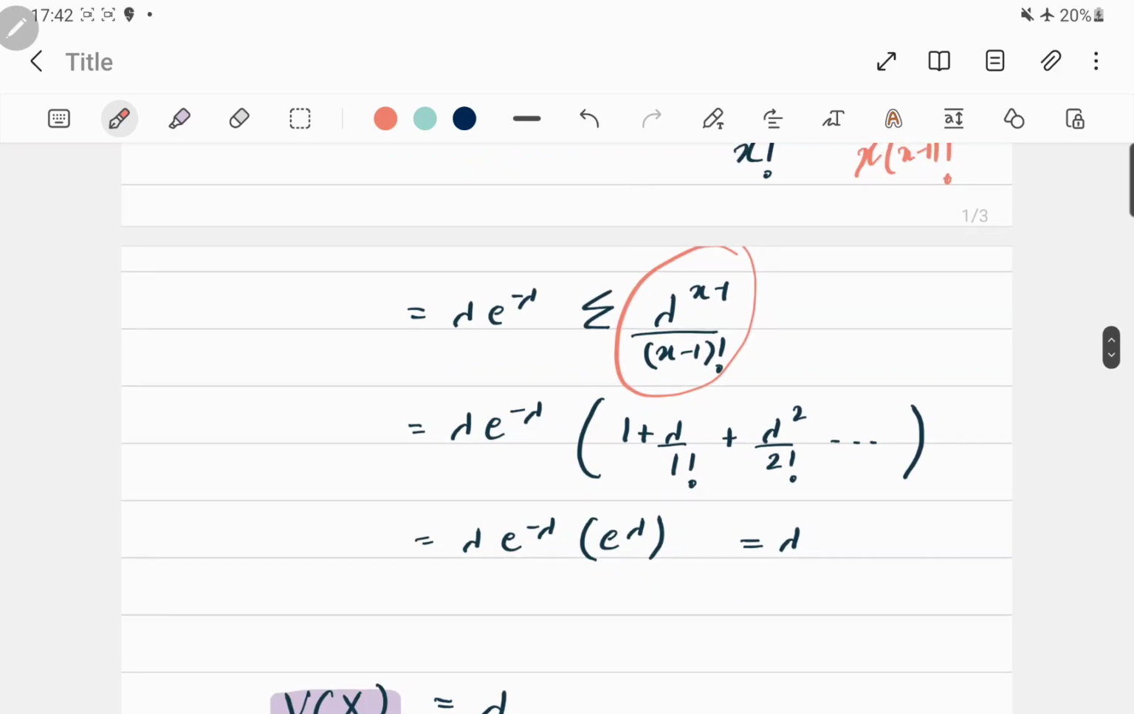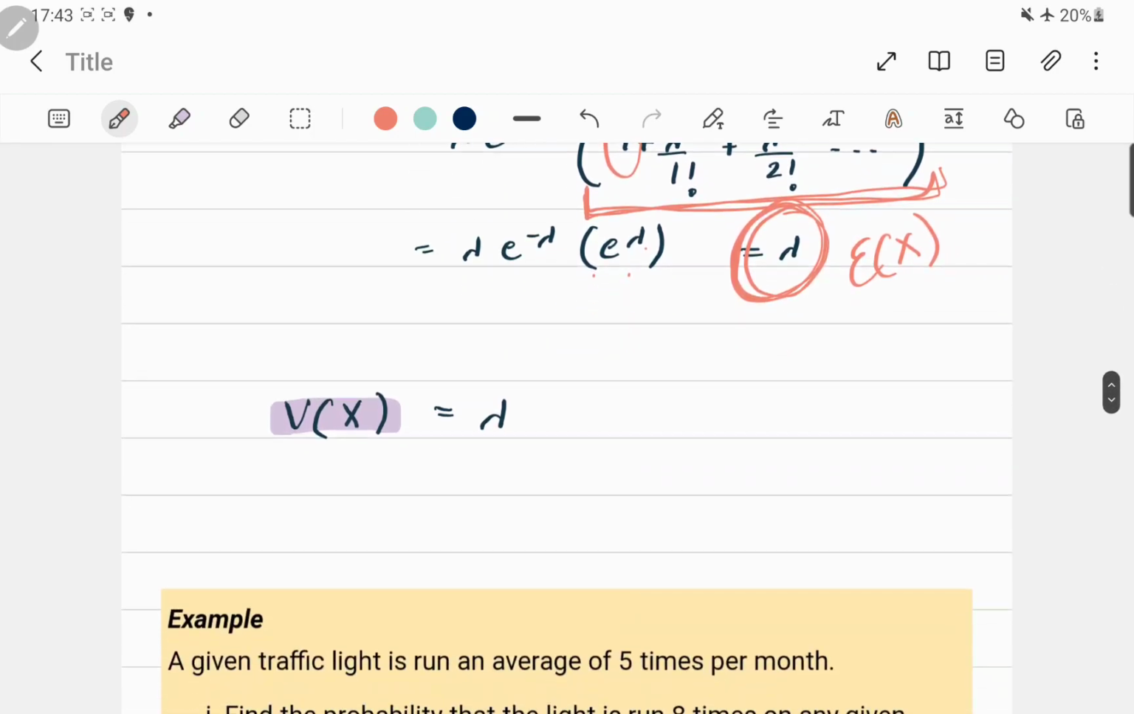And if we open up and start putting values of x, first we put x is equal to 1, we get 1. We put x is equal to 2, we have lambda upon 1 factorial, and so on. So this entire thing is nothing but e to the power of lambda. So lambda e to the power minus lambda into e to the power lambda, we get it as lambda. So this is your expected value of x. Also, the variance of x is the same.